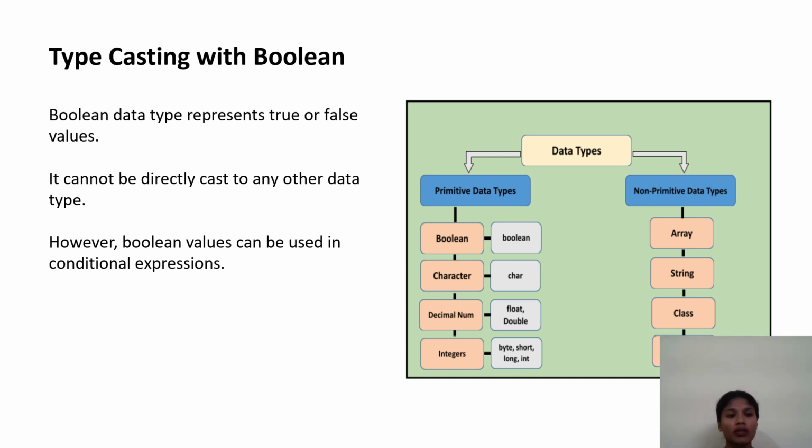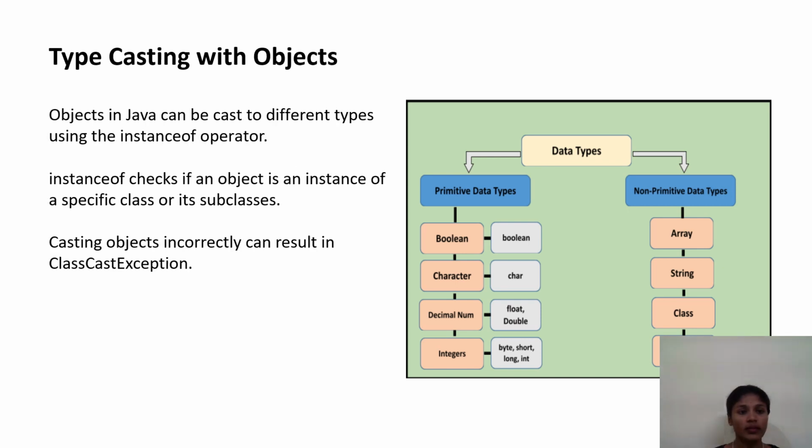Typecasting with boolean. The boolean data type represents true or false values. It cannot be directly cast to any other data type. However, boolean values can be used in conditional expressions. The boolean data type is a primitive data type in Java.